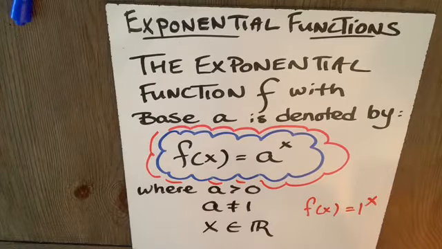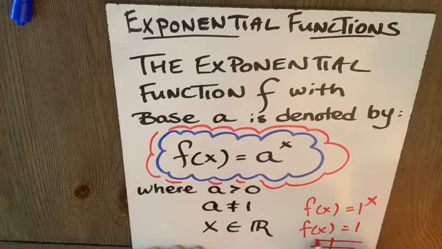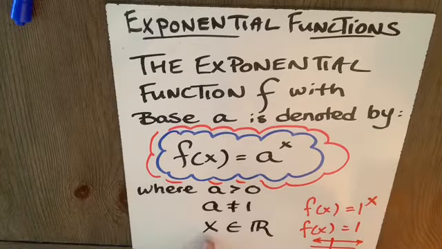So it's not a very interesting function. We could say that f of x equals 1. And of course, that's just going to be a horizontal line at 1. So we're not talking about the case when a is 1. x is an element of the real numbers.